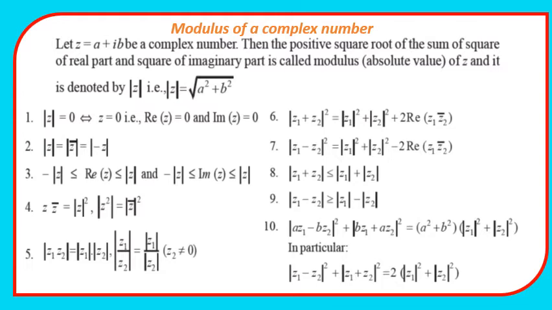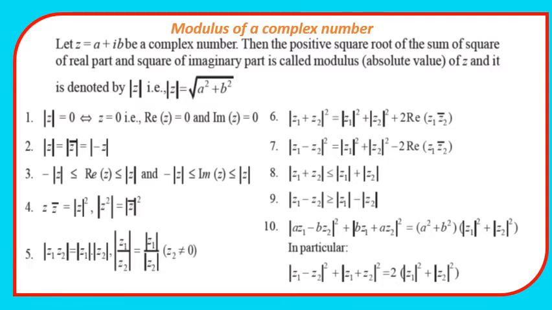Now we have the following properties for the modulus of a complex number. Modulus of z is equal to 0 implies that z will be equal to 0. That is, the real part of z is 0 and the imaginary part of z is also 0. Mod z will be equal to modulus of z bar, the conjugate, and this will be equal to modulus of minus z. Minus modulus z is always less than or equal to real part of z, less than or equal to modulus z, and minus modulus z is less than or equal to imaginary part of z, less than or equal to modulus z.